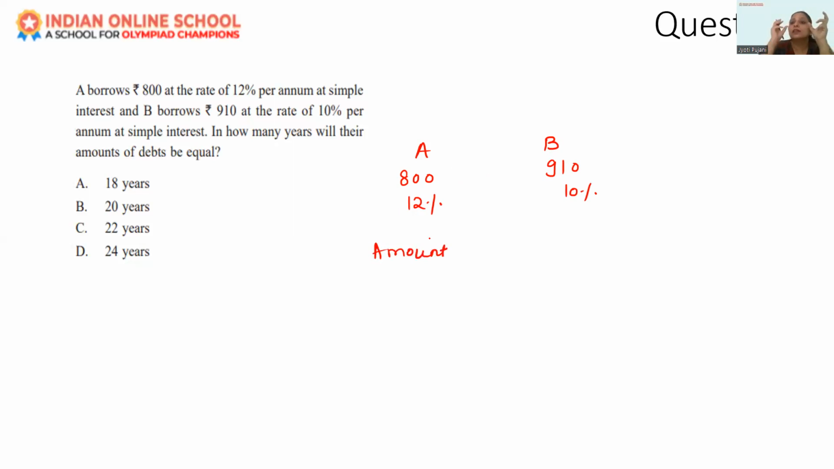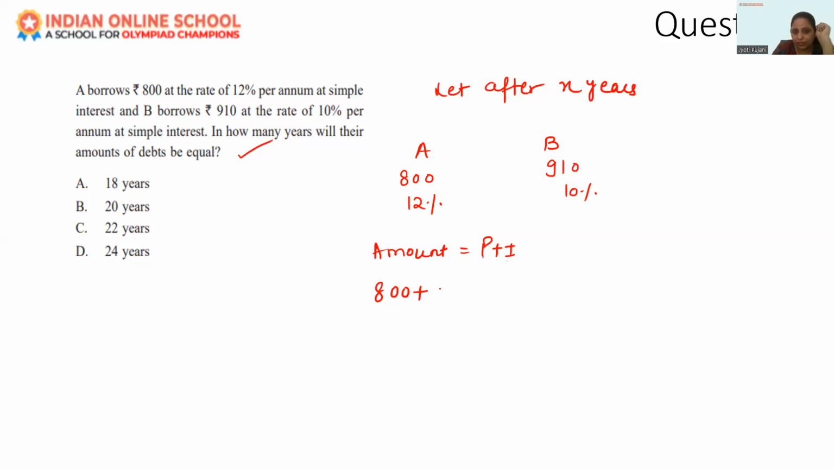What is the amount? Just like I have given you an example, 1,000 plus 100, 1,100 is the amount paid by me at the end of a year. Okay. So it means amount is your principal plus your interest, principal with the additional money. Okay. So principal is here 800. What is the interest? They are saying in how many years they will be equal. Let's suppose after X years their amount of debts will be equal. Whenever we have to find something, we can assume that as X. Okay. So 800 plus interest will be principal into rate into time upon 100.